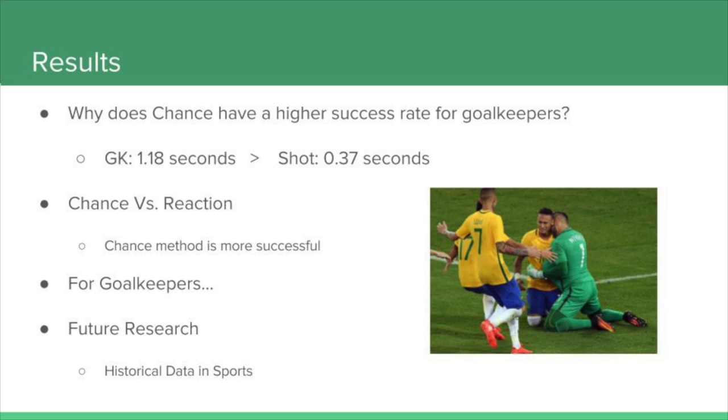This means that for a goalie to save a well-placed shot, a goalkeeper actually has to move before the ball is kicked to give himself enough time to reach the ball. As a result, the chance method proves to be the most effective method of saving a penalty kick. Now, what does this mean for goalkeepers? This means that goalkeepers actually must gamble on which side the ball will be kicked beforehand.